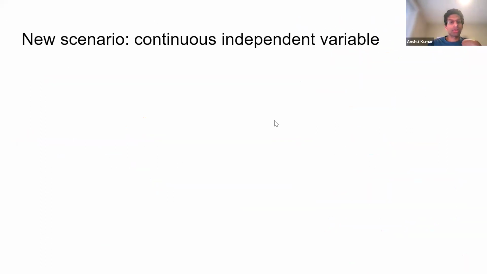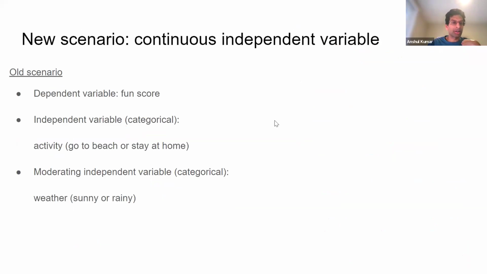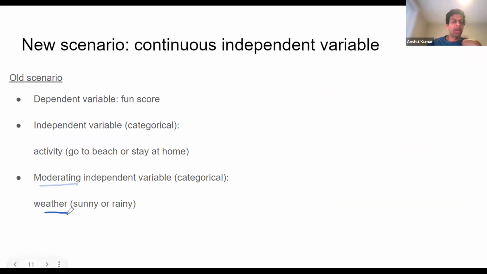Now let's keep moving to a new scenario. So let's review, the old scenario is on the left. We had two independent variables, one that we cared the most about, which was activity, and the other was a moderator, as we reviewed, which was weather. Both of these independent variables are categorical variables. They're qualitative in nature. They don't have numbers. Our dependent variable was fun score. That did have a number.